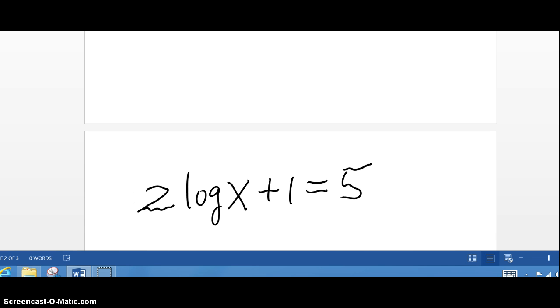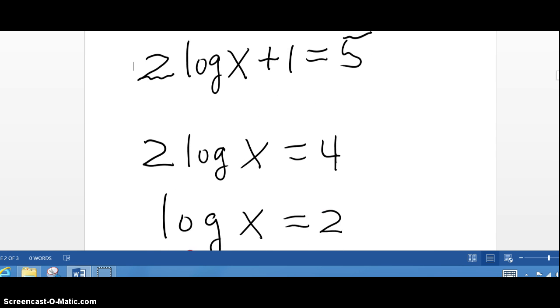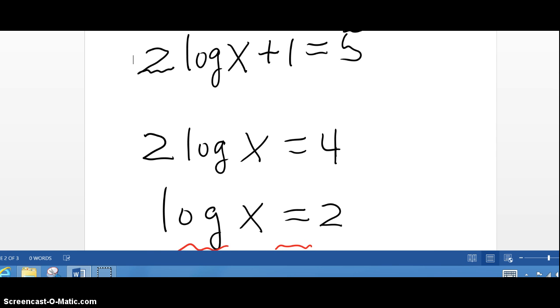So what we want to do is get the log term alone. The first thing I'm going to do, just like in any regular equation, is subtract 1 from both sides. So now we get 2 log x is equal to 4. Well, log is still not isolated. There's a 2 multiplying it, so divide both sides by 2. Log x is equal to 2.